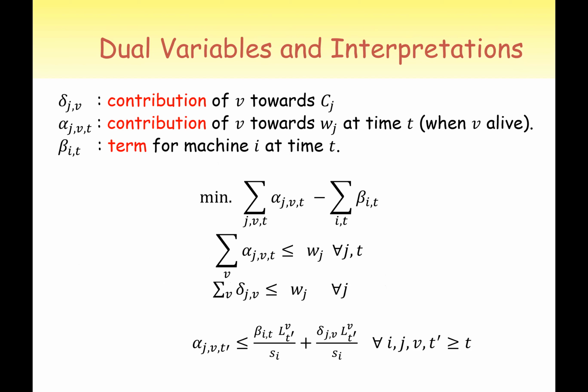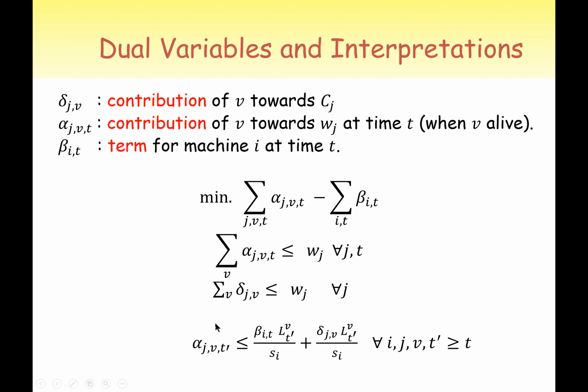So the dual LP looks like this. I just want to draw attention to some of the parameters here. There are three kinds of variables: alpha, beta, and delta. So delta JV is essentially saying that the contribution to the flow time, or the completion time, for J is being divided among all the tasks. So every task contributes something towards CJ. Ideally, it should be the last task, but we don't know which one is the last task. So every task will make some contribution towards CJ, and that's what delta JV is.